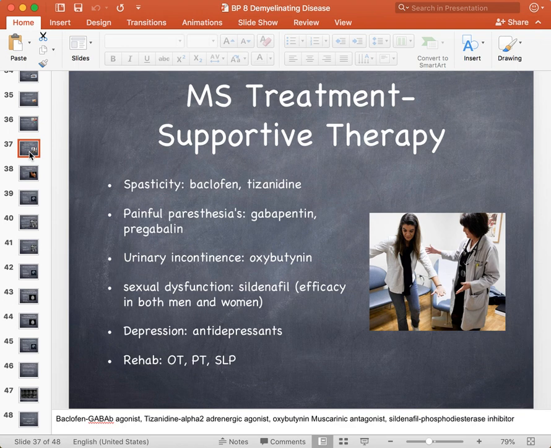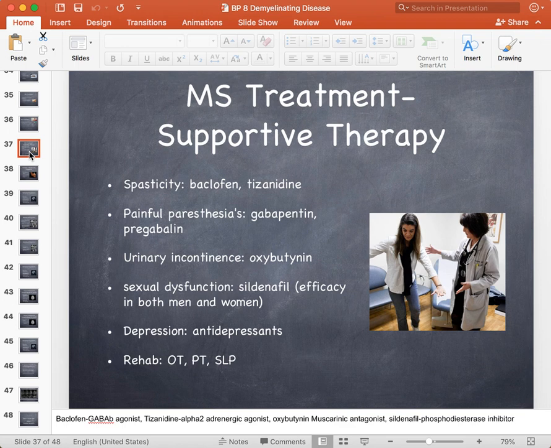If this is involving white matter tracts of the cortical spinal tract or cortical bulbar tract, you can think about baclofen, which is a GABA B agonist, and tizanidine, which is an alpha-2 adrenergic agonist. Painful paresthesias are common. These are treated with the alpha-2 delta ligands, the gabapentins, the pregabalins. Urinary incontinence is just incredibly common in the setting of spinal cord disease, and the muscarinic antagonist oxybutynin is helpful.